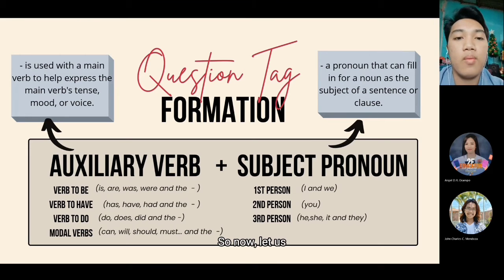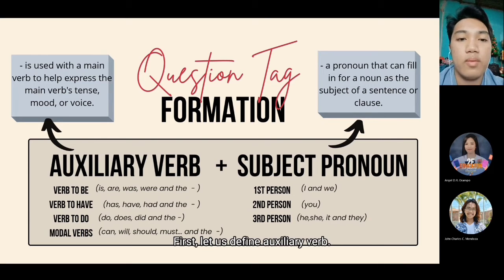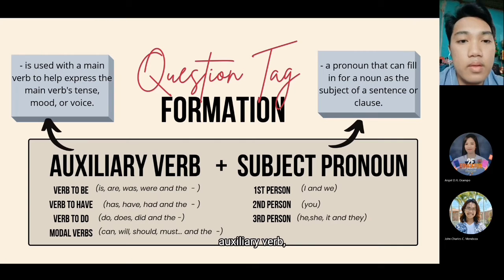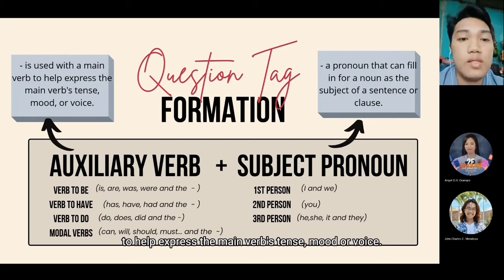So now let us know more about auxiliary verb and subject pronoun. First, let us define auxiliary verb. An auxiliary verb is used with the main verb to help express the main verb's tense, mood, or voice.